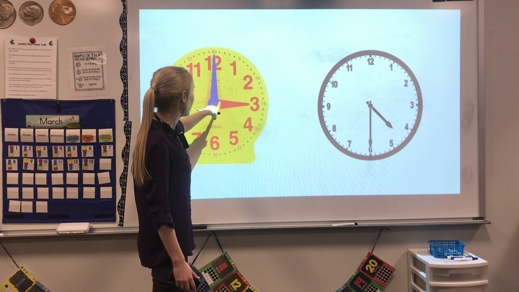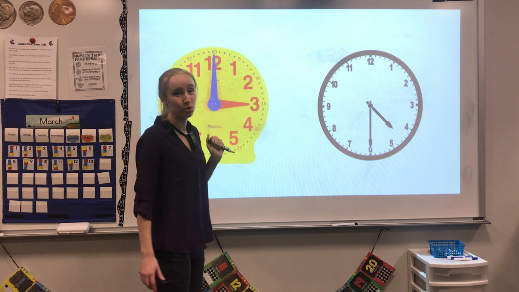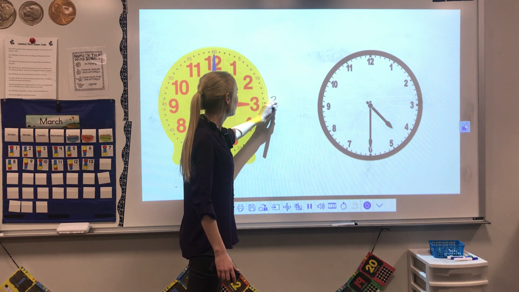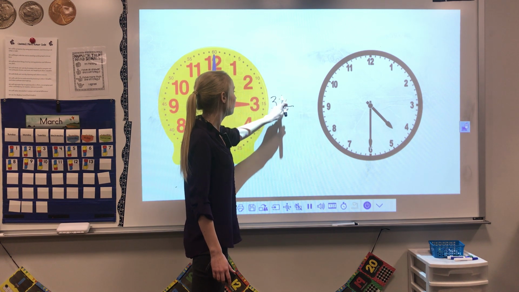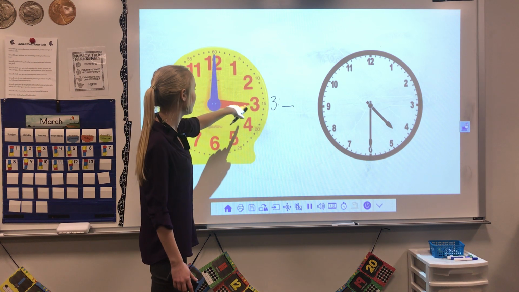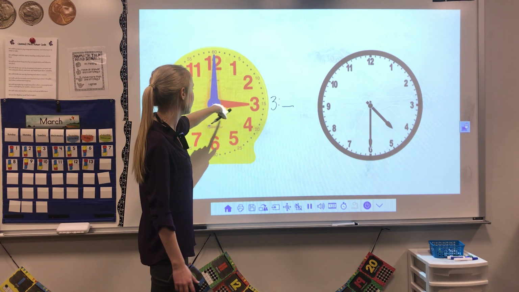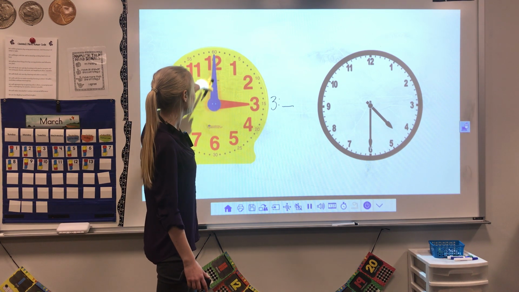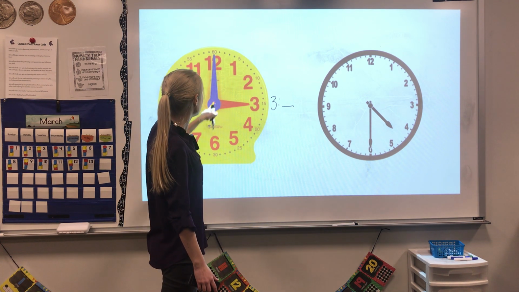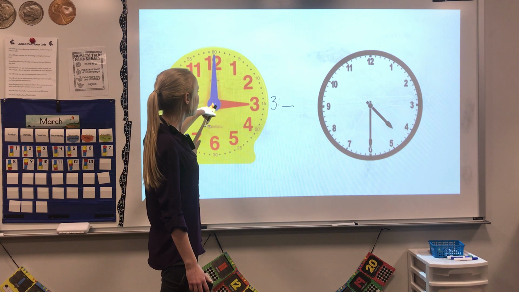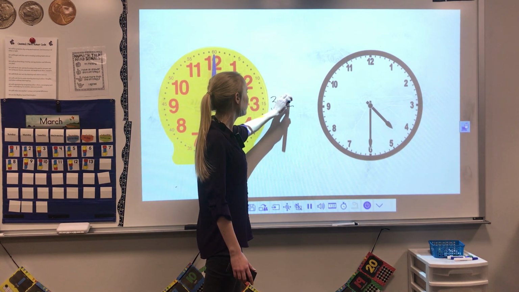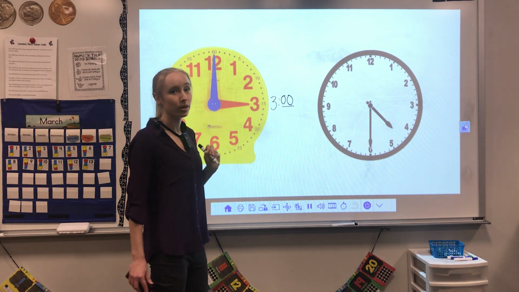So you're going to look at the short hand first. The short hand is going to tell you the hour. So right now it is 3 something. We need to figure out the minutes. Okay, so that's 3. So the short hand tells you the hour. Then the minute hand is the long one. The minute hand is pointing towards the 12. So the 12 is going to tell me that it is 3 o'clock. We put 3:00 to show o'clock.